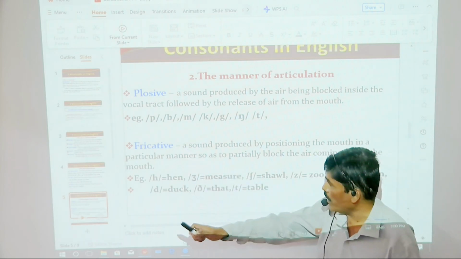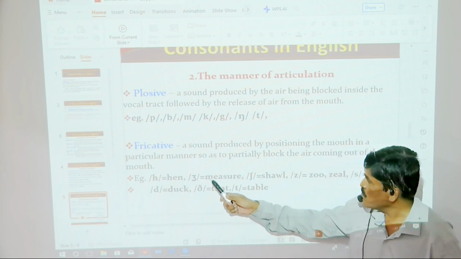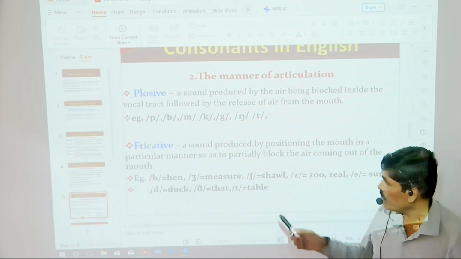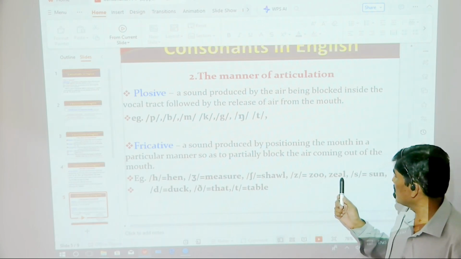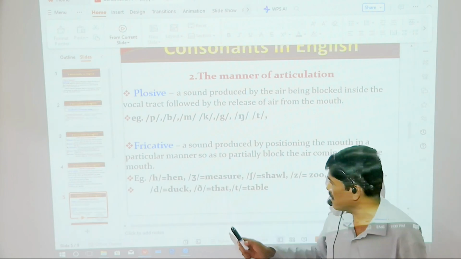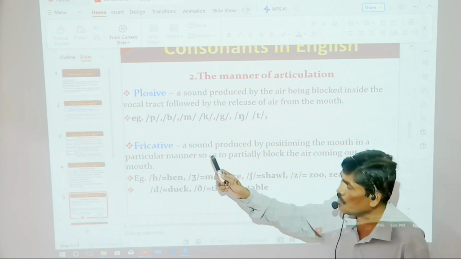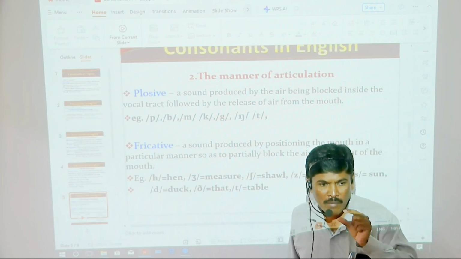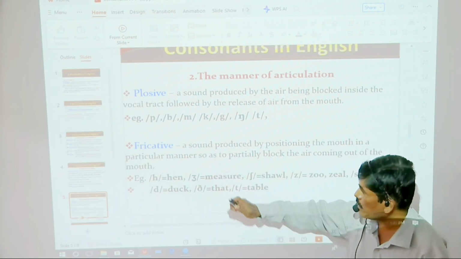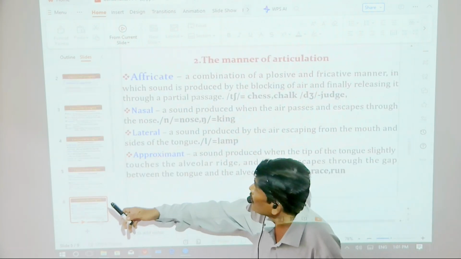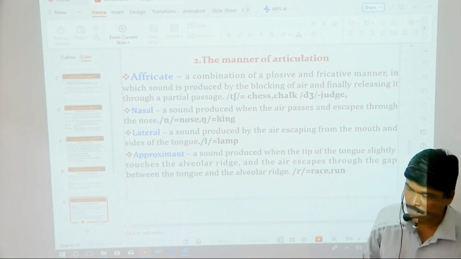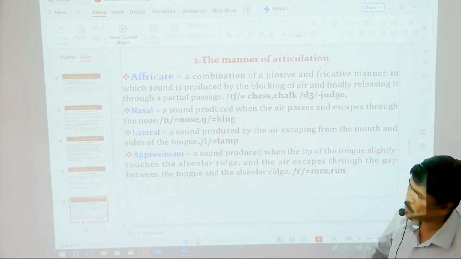That is called fricative. Hen, measure, shawl, then zoo, zeal, sun, duck, that, ta. These are the fricatives, a kind of hissing, buzzing sound produced at the time of friction. Okay. And another: affricates. This is also a manner of articulation.